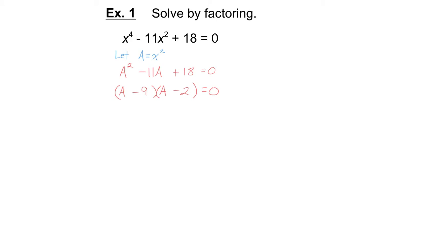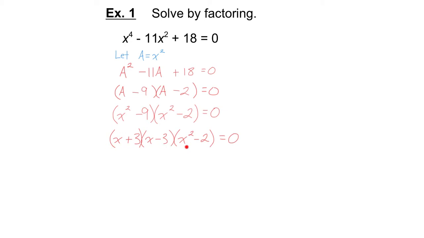So everywhere I see an a, I'm going to replace it back with x squared. Okay, so x squared minus 9 multiplied by x squared minus 2 equals 0. Look here, x squared minus 9. That's a difference of squares. So I can factor that. X squared minus 9 is x plus 3 times x minus 3. Now x squared minus 2, it might look like a difference of squares, but 2 isn't a square number, so I'm just going to keep it like this.